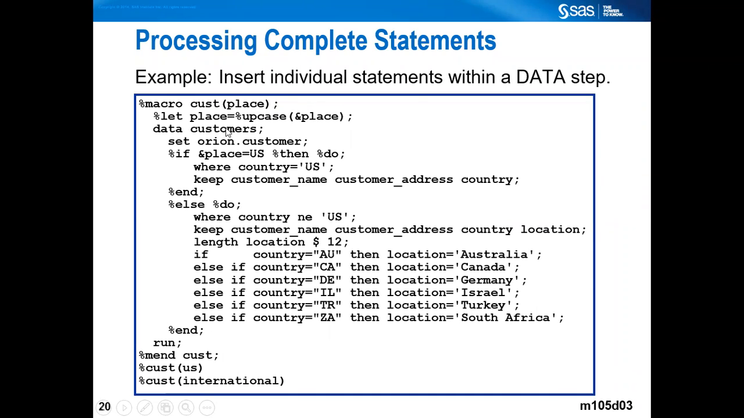So you are creating a data set customer from orient.customer and you are subsetting this on the basis of the value of US. If the place value is US, then subset your data for that country is US. See, here the where statement is your base SAS statement, hence US is in quotes. But here, this is your macro statement percent if, hence US is not given in quotes, remember.